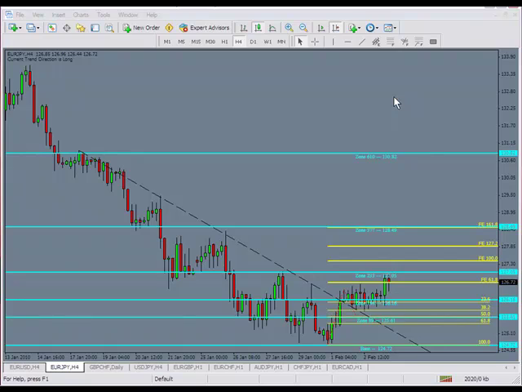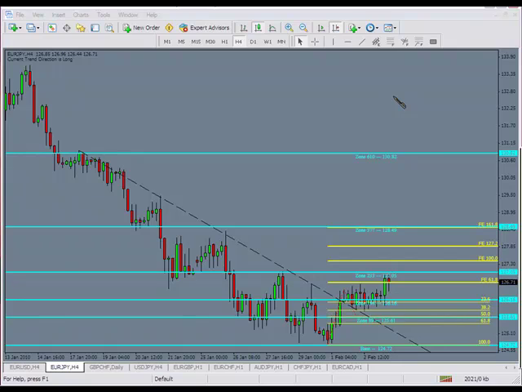You can see, first off, what I have is my 4-hour compression on the screen where I like to start my analysis. And the reason why I like to start in the 4-hour compression is because from this compression, I can easily depict supply or demand that I need to be aware of in the market.